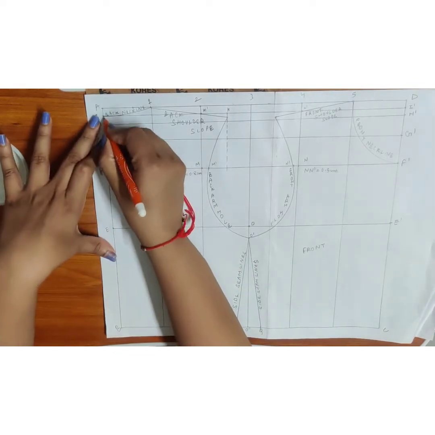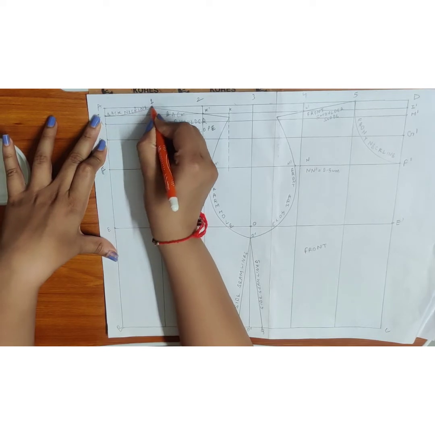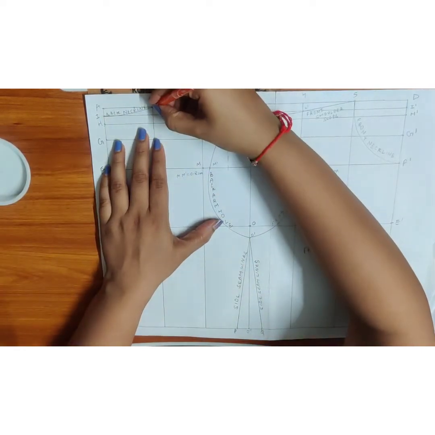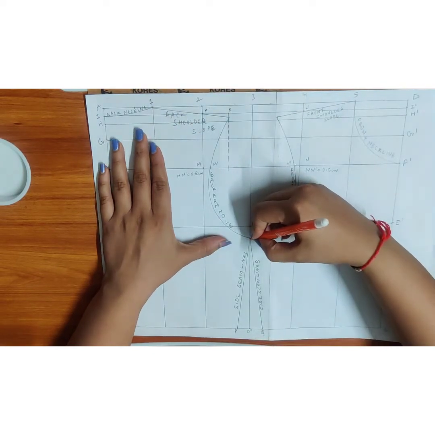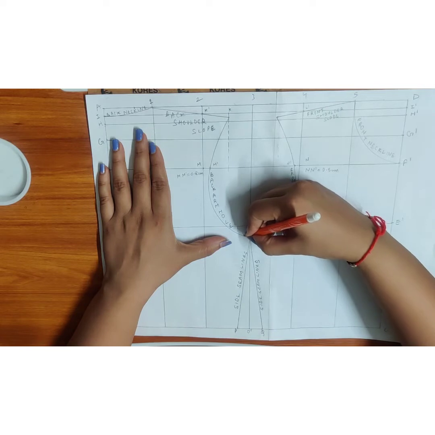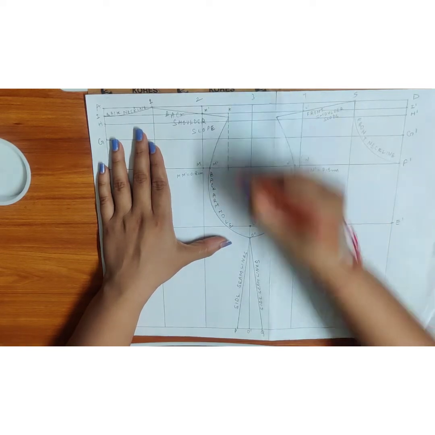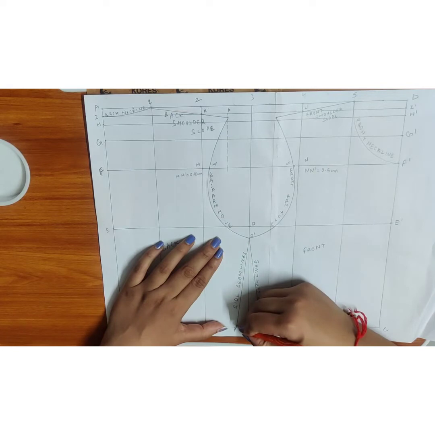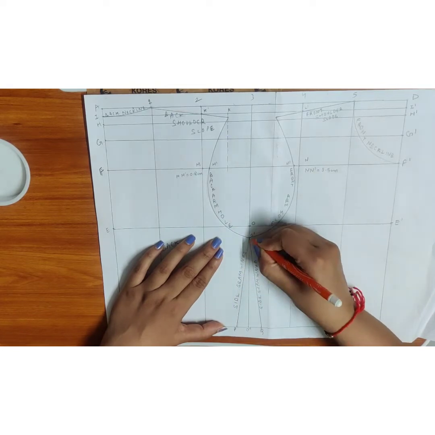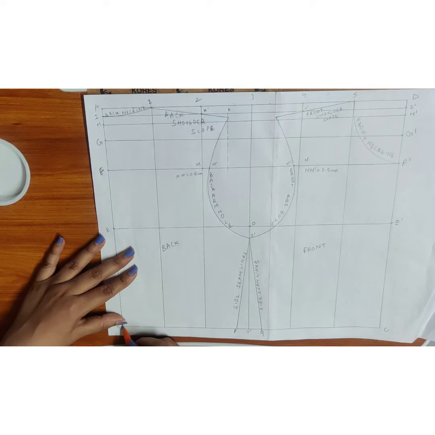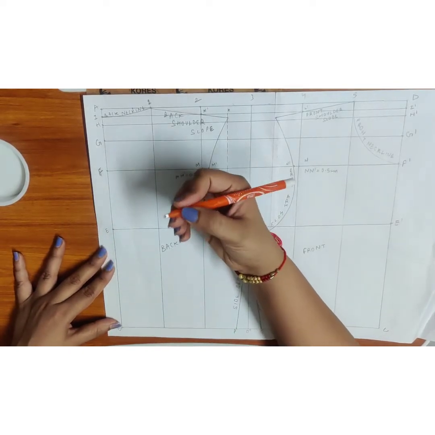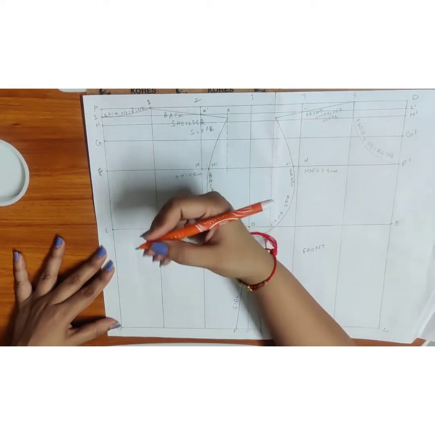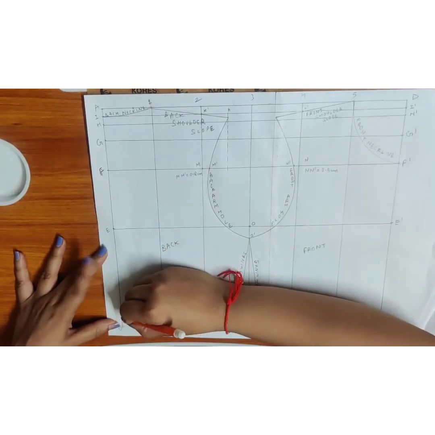So we will start from the back neckline and trace the back shoulder slope, then the back armhole, after that the side seam, then the hemline. You have to be very careful while making straight lines. If you are not able to draw straight lines freehand, you can use a scale too. And then the center back.